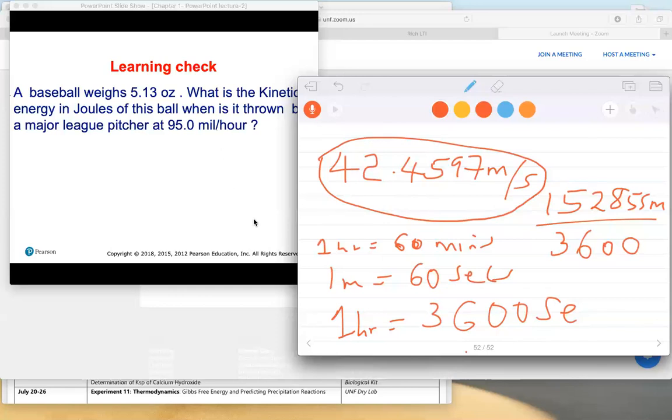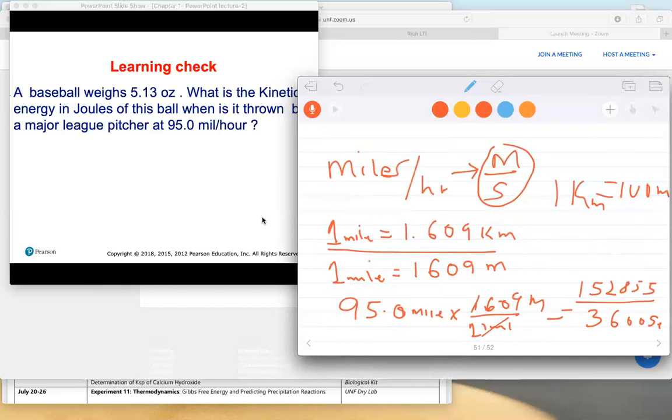Are we okay, Crystal? All right, thank you. All right, 1 mile, yeah, you get that. 1 mile equals, it should be 1 mile. Let's see, did I miss that? Let's see how I did that. 1 mile.